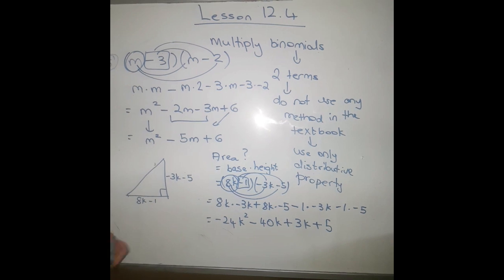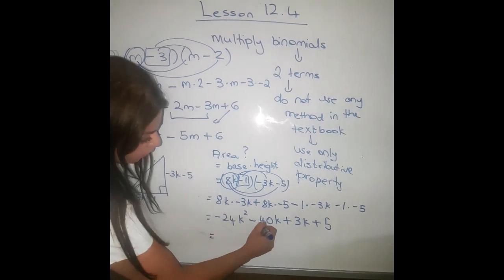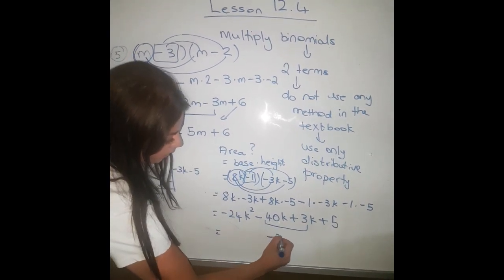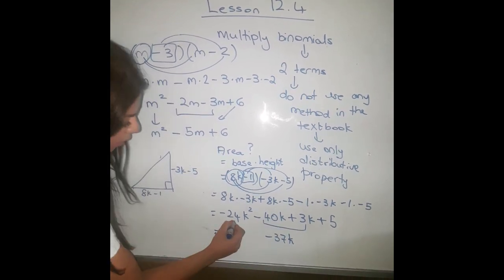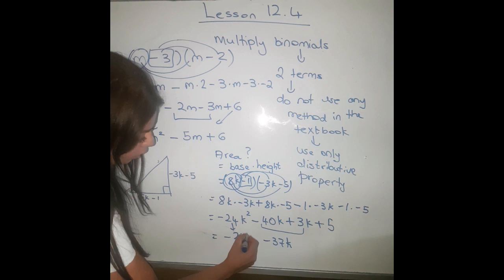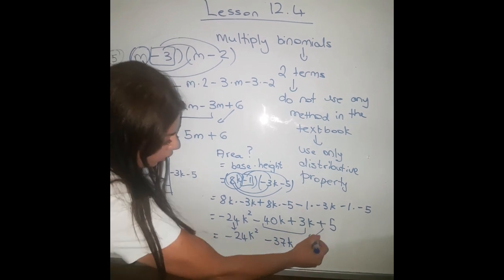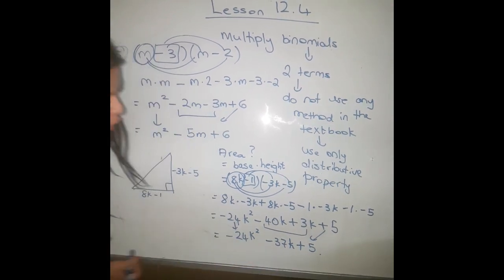And now I look for my like terms. Negative 40 plus 3 is a negative 37k. Two different signs. I subtract and take the sign of the bigger number. Bring down my first term. Bring down my last term.